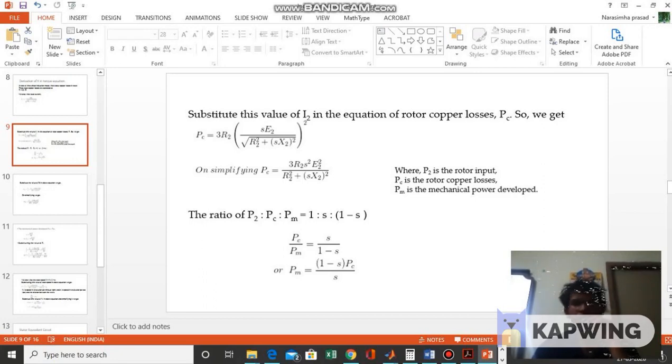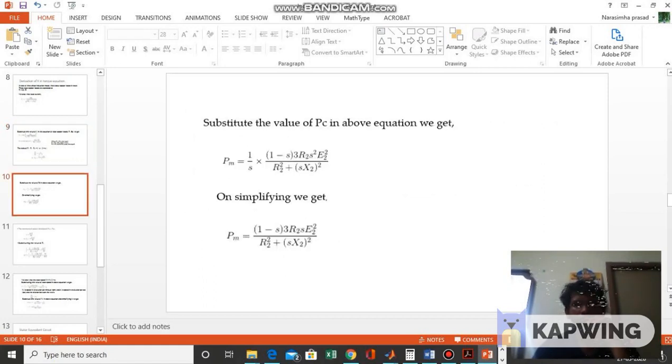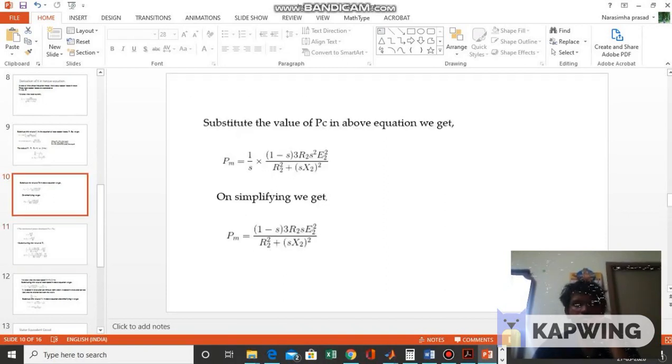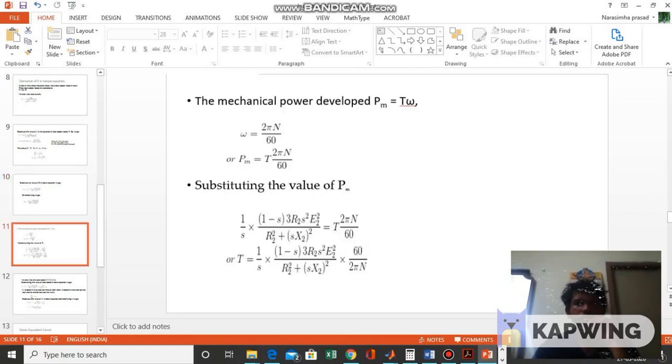Don't worry. So PM can be written like this. After substituting this, you will get the following. On simplifying, the PM value becomes like this. See here, (1 minus S) into 3 R2 into E2 square, where I am substituting the I2 value as E2 by R2 plus jX2 whole square. But the mechanical power delivered by the induction motor is PM equal to torque into omega, and omega is 2 pi N by 60. Substituting these values, we will get this.